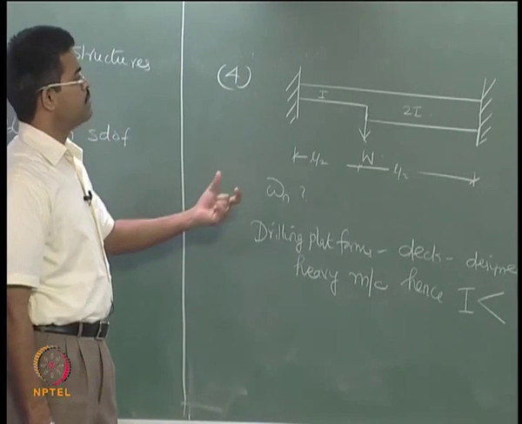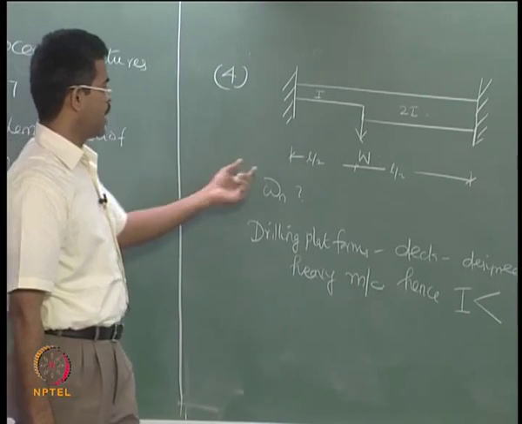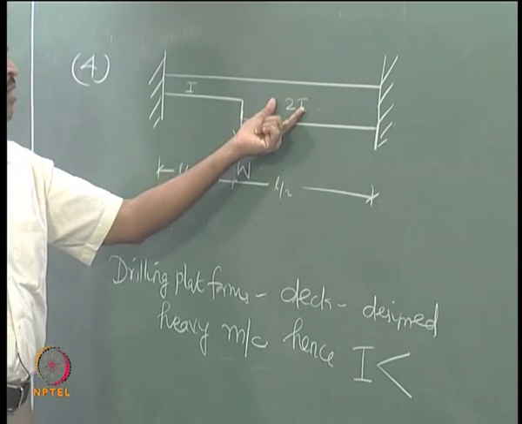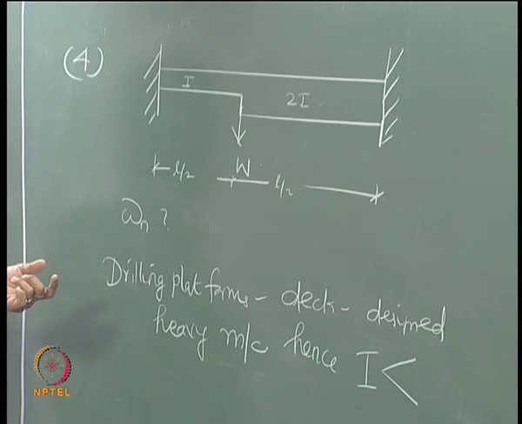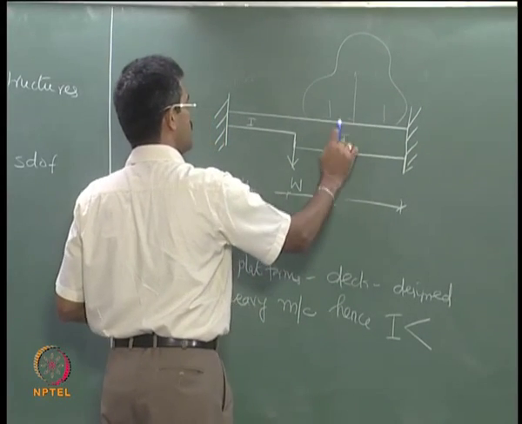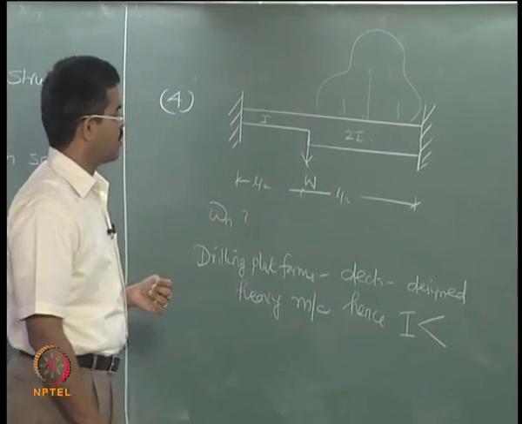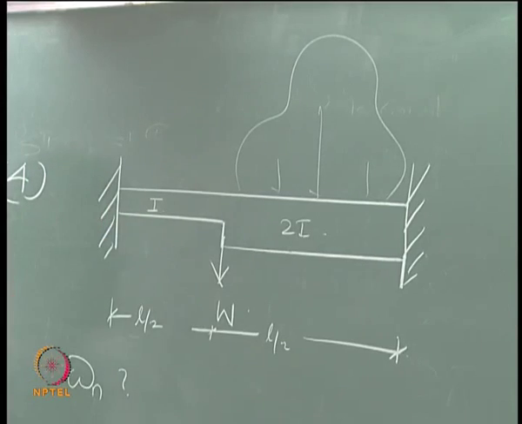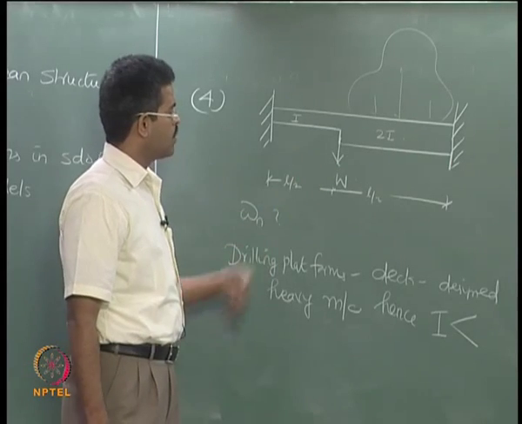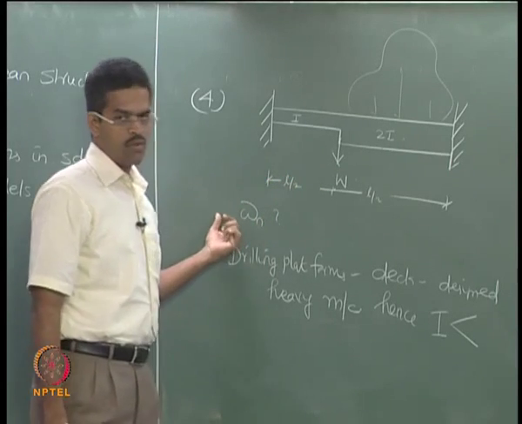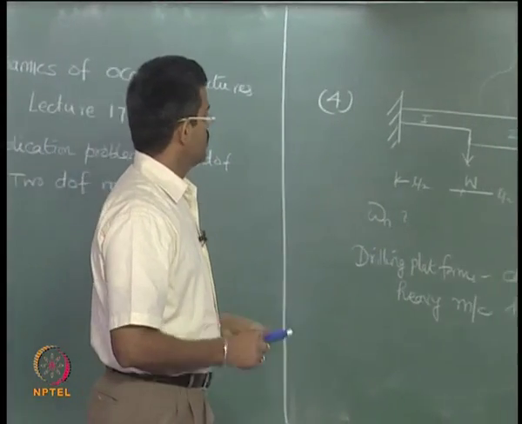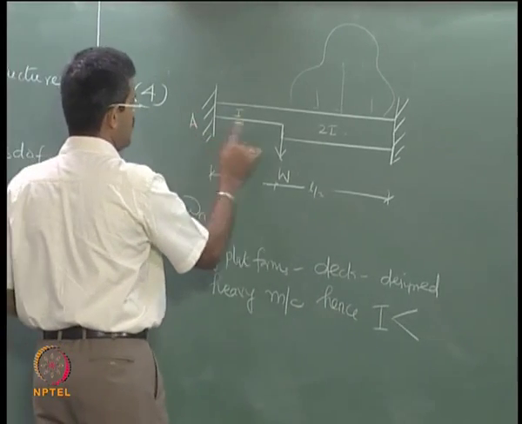So I have taken a very simple example of a fixed beam of span L where the moment of inertia of the cross section is twice that of the left half of the beam, whereas I have some heavy equipment or machinery located here, therefore the beam requirement is higher in cross sectional dimension compared to this. I am going to apply a load to this beam at this point, let us say W, and I want to find out the natural frequency of vibration of this beam. So let me name this as A, B and C.